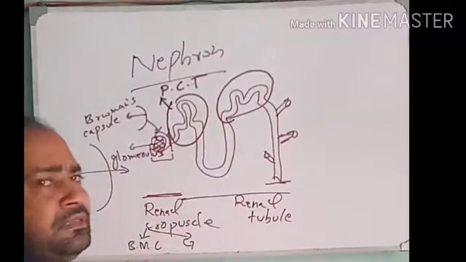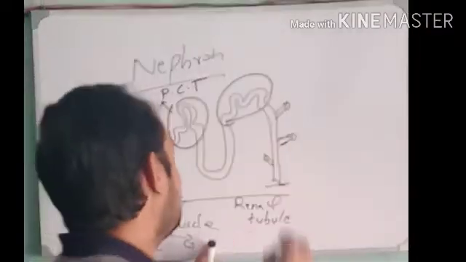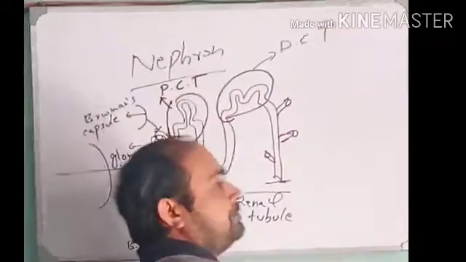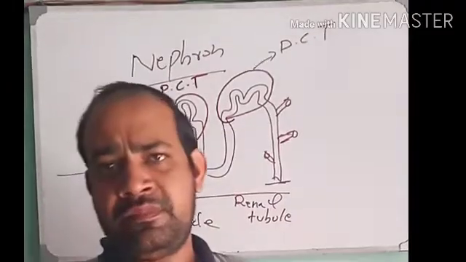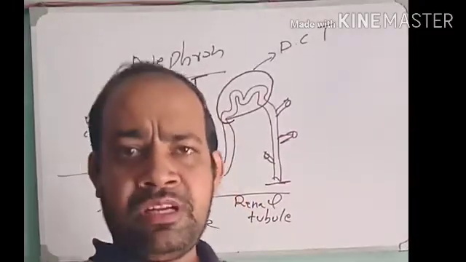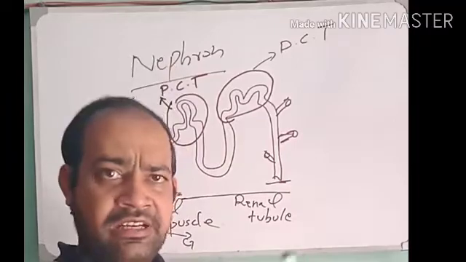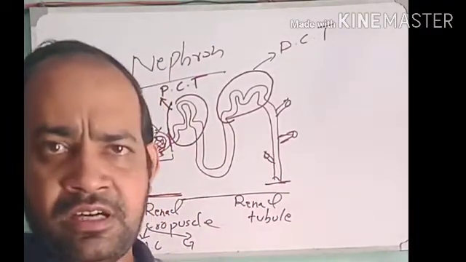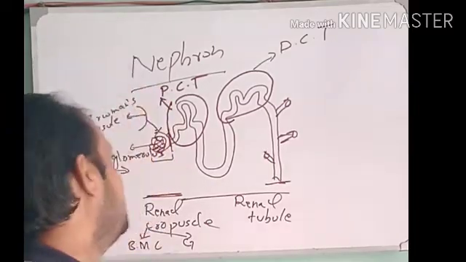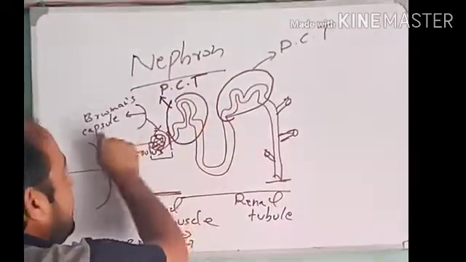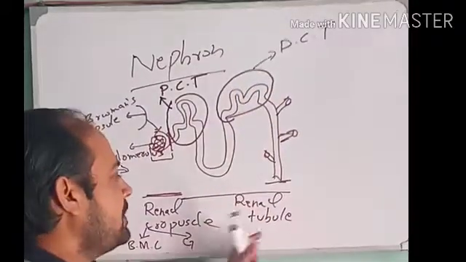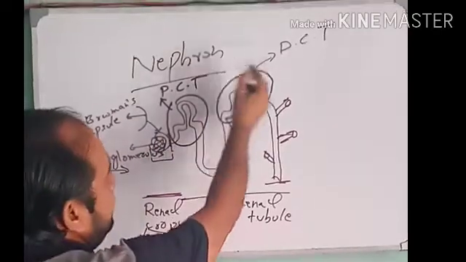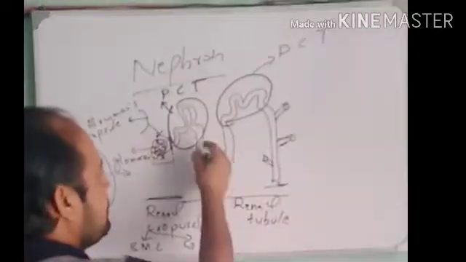And this last convoluted portion of the renal tubule is called distal convoluted tubule. Distal means away from the center. For example, eyes are proximal to our nose because they are near the nose, and our feet are distal to the nose because they are far away from the nose. This portion is away from the Bowman capsule, that is why it is called distal convoluted tubule.